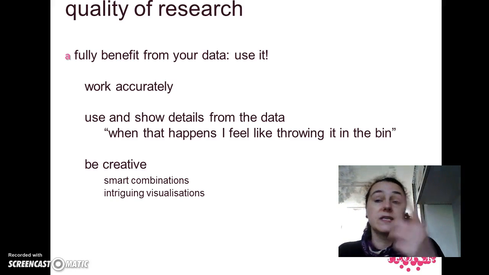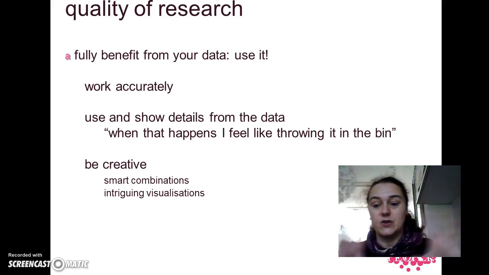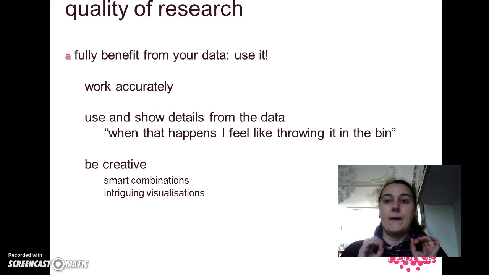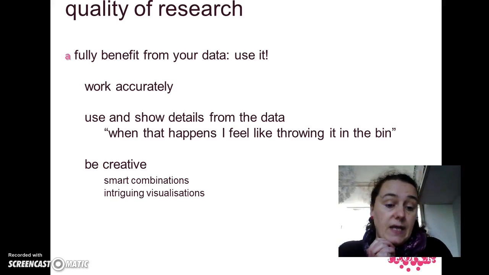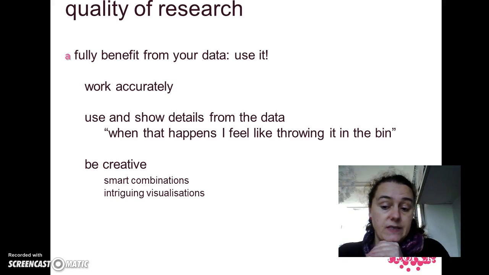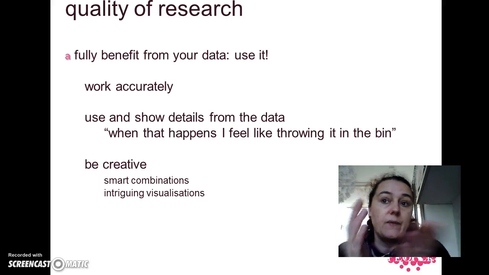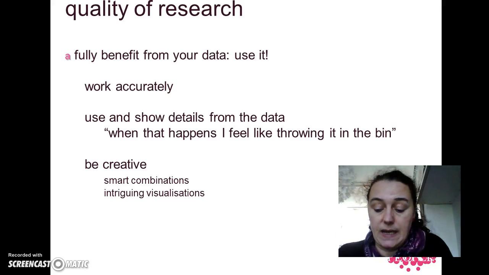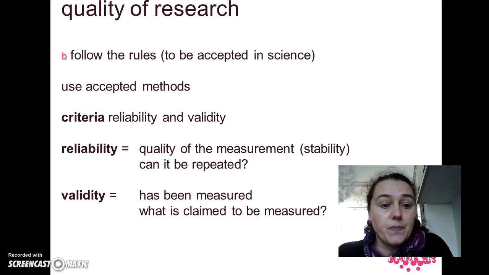These types of quotes or details from the data, especially screenshots, pictures, can really support the conclusion that you in the end present. Be creative, so make smart combinations of the data that you use in how you present your conclusions, and make good visualizations that help people to get in there.